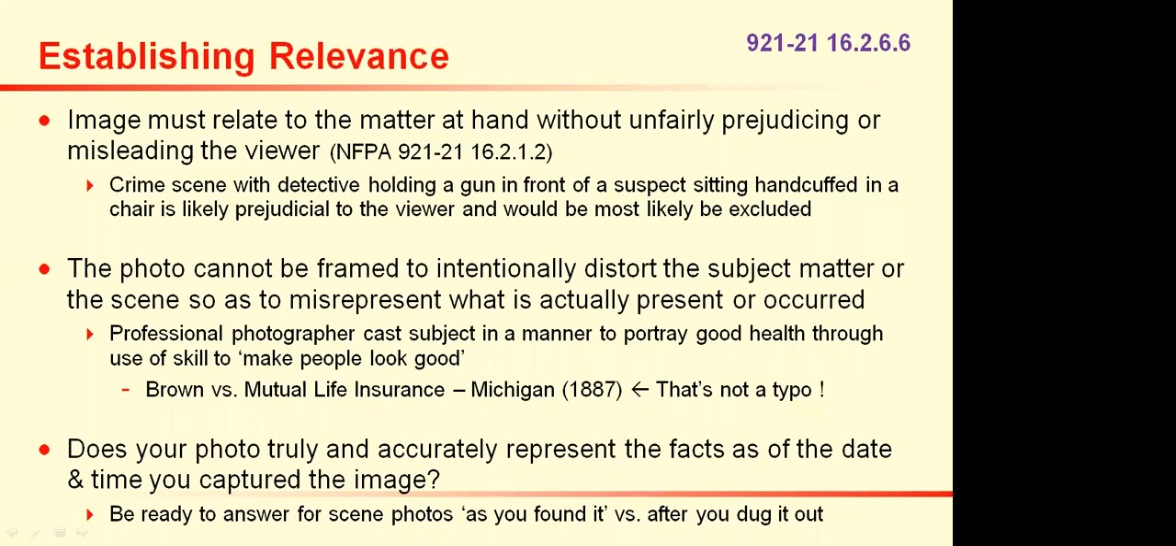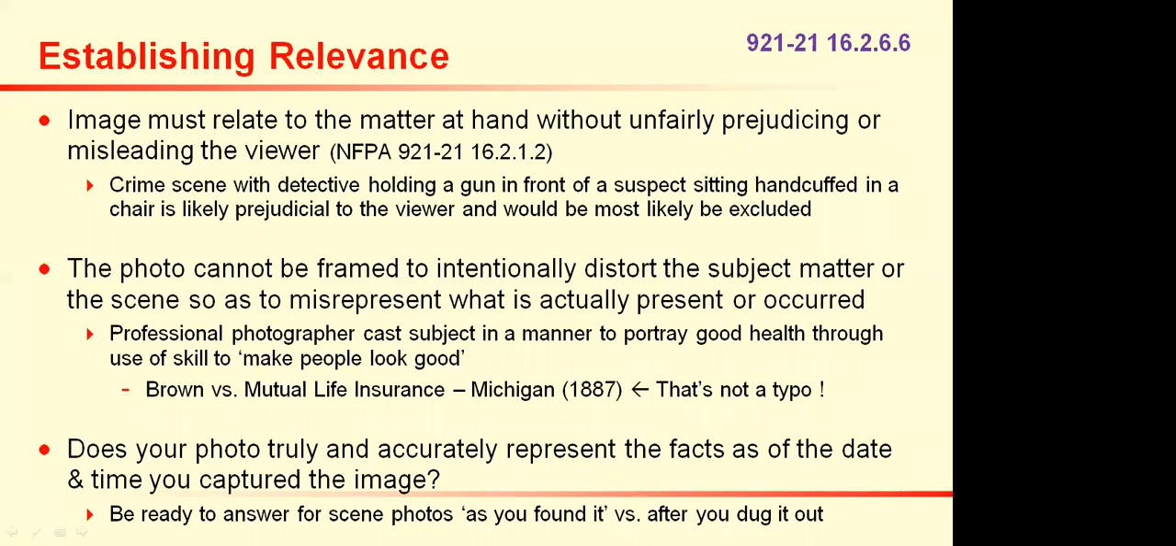So we always have to present the image in a way that is purely documentary. We may testify to what we saw, we may write about what the implications of the photo are, but at the end of the day, the photo only speaks for itself. It doesn't go beyond that. There's a pretty good court case out of the state of Michigan: Brown versus Mutual Life Insurance.